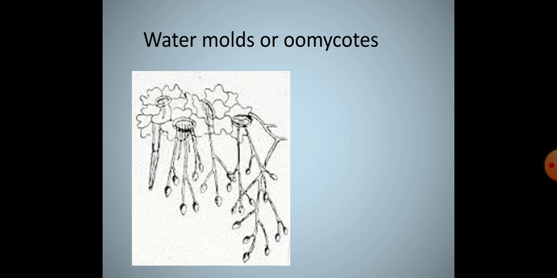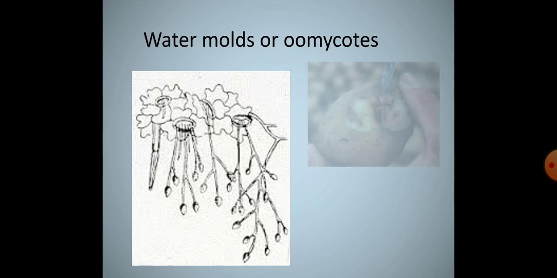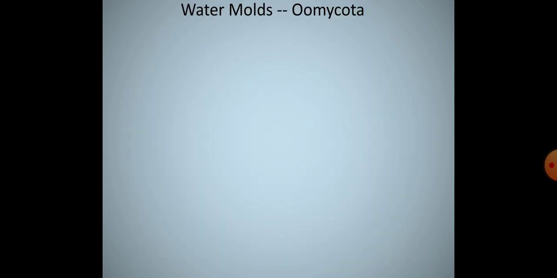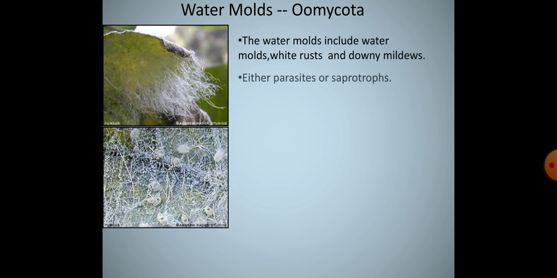Next is the water molds or Oomycetes. You can see filamentous structures having sporangia at their tips, and this is a potato tuber affected with the water mold. Some more figures showing mycelia. The water molds include water mold, white rust, and downy mildews. Downy mildews are the brown patches on the leaf surface. Water molds are either parasites or saprotrophs, so they may be involved in decay or they may infect different plants.